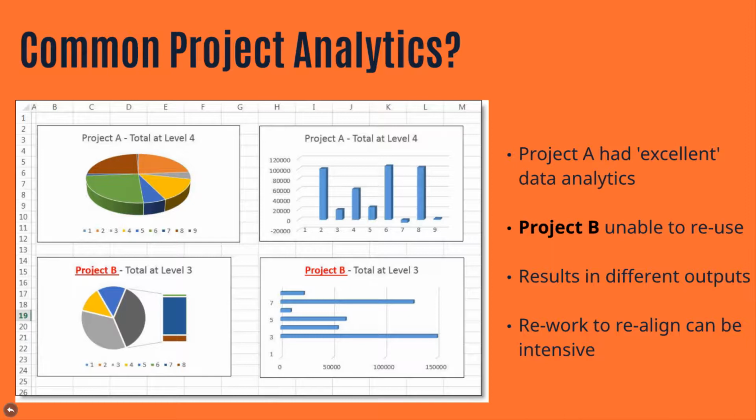What we find is project A had an excellent spreadsheet, as we saw in our earlier sessions, on consistency and continuity. But those analytics from project A weren't repeatable for project B for various reasons. Perhaps the structuring of the data was different, the WBS structuring was different, or maybe even just the way in which the reports were generated was different. What that means is there's a lot of rework potentially to recreate those analytics for project B and future projects because the consistency isn't there.